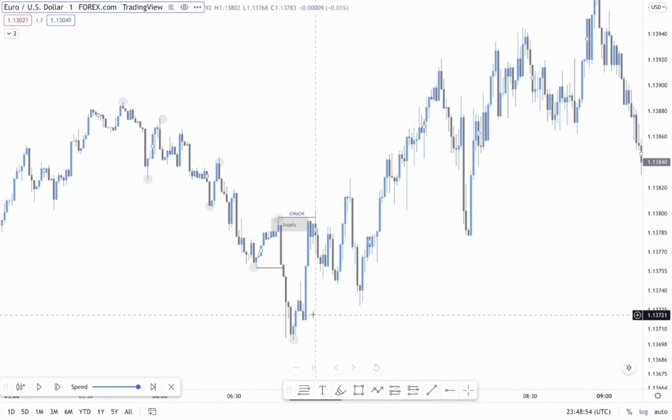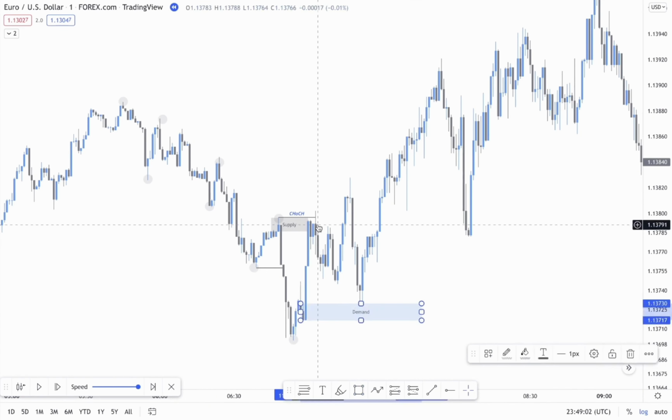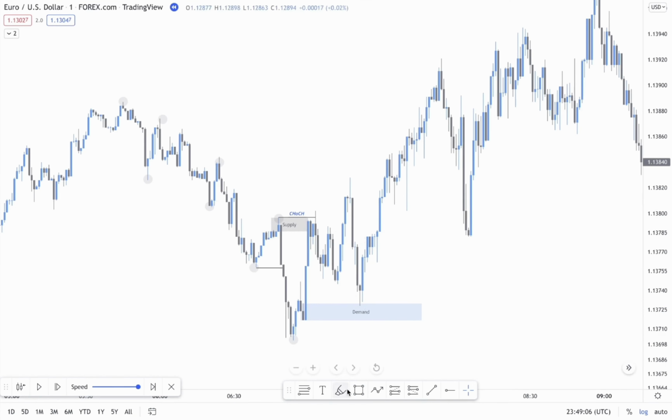Now what causes the change of character? This demand zone here. Now we want price to come back down, mitigating this demand zone, collecting more orders before trading any higher, which price does, comes back down, tapping into this area, collecting more orders. And which zone caused this low was this supply zone here.